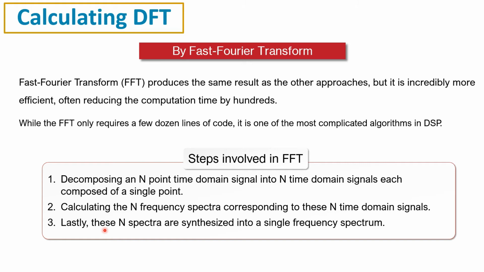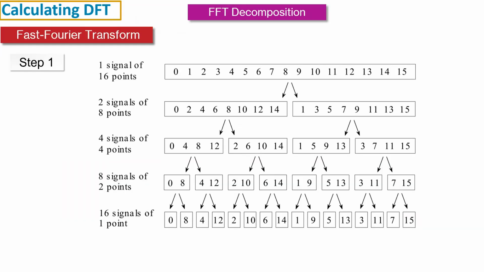Okay, so we have to combine these n frequency spectra to form a single frequency spectrum, which is the frequency domain representation of the original signal in the time domain, right? So that is our purpose, to transform from time domain into frequency domain. So these are the three steps involved in calculating discrete Fourier transform with the help of fast Fourier transform. Okay, now let us take a look how it is done. First step is the decomposition.